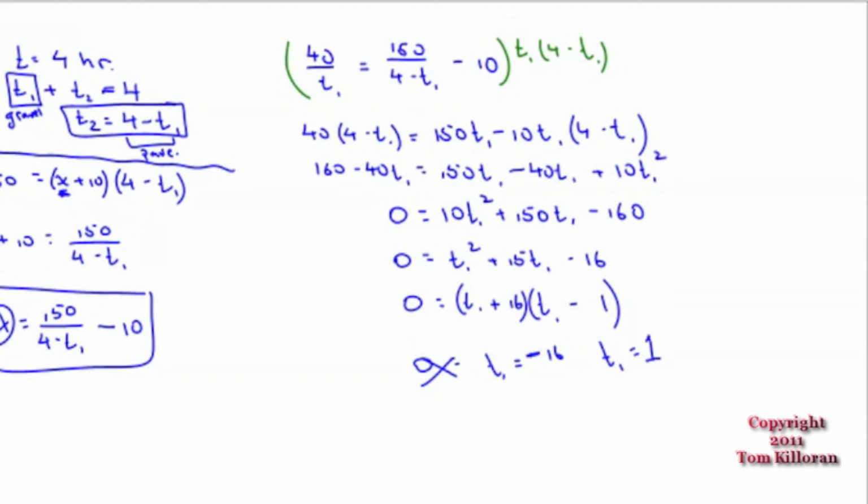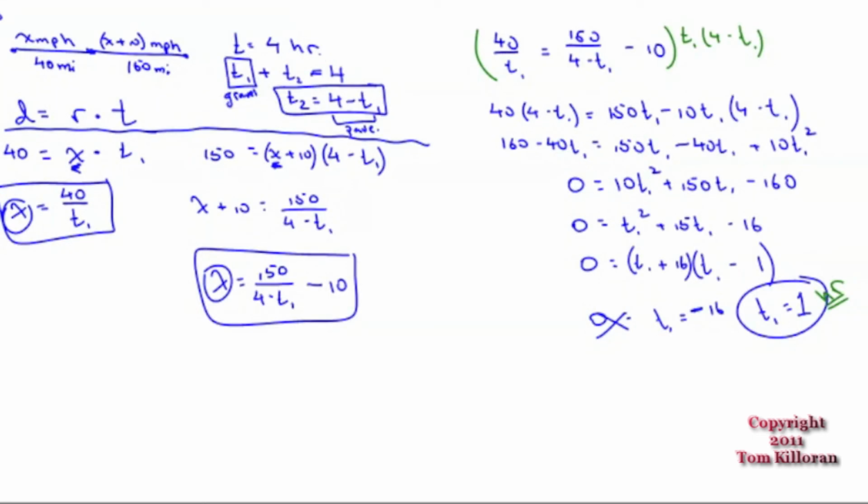Which one has to be the answer? The positive one, because the negative one makes no sense. Negative 16 hours in the past. Since there's no such thing as time travel so far, we're going to choose the 1. What does that 1 represent? 1 hour, because it is talking about time, and we're talking about miles per hour.